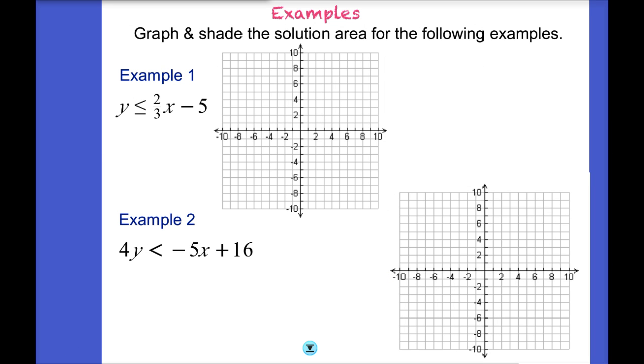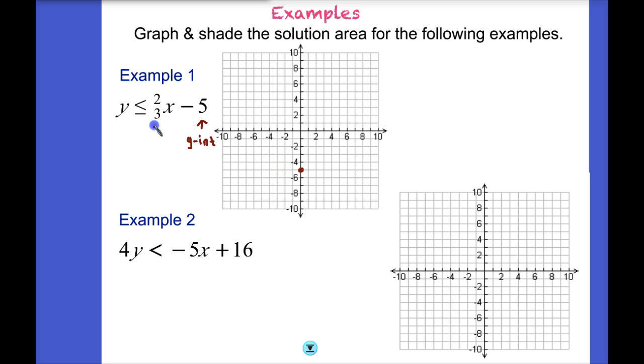So here's our first example. This equation is already in y equals mx plus b form, so it's very easy to graph. Remember that this -5 is our y-intercept. Okay, and remember what we said, you graph this just like you would a regular equation, no difference except that you have a solution area and you have a dashed or a solid line. So I'm going to plot my y-intercept down here at -5.